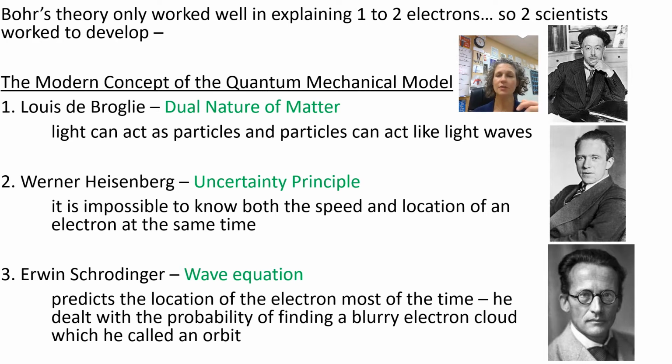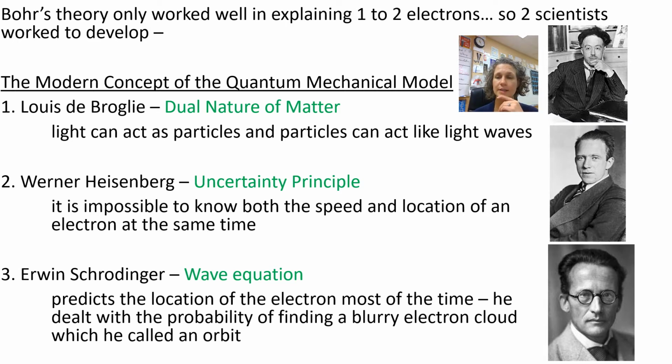And so we've got our 3 guys here. The top one is Louis de Broglie. And his theory is the dual nature of matter. He said that light can act as particles and can act like light waves. So are they moving in waves, or are they moving in bundles? And it turns out they're both. The bundles apply more to the electrons. The waves apply more to the actual light that you see.